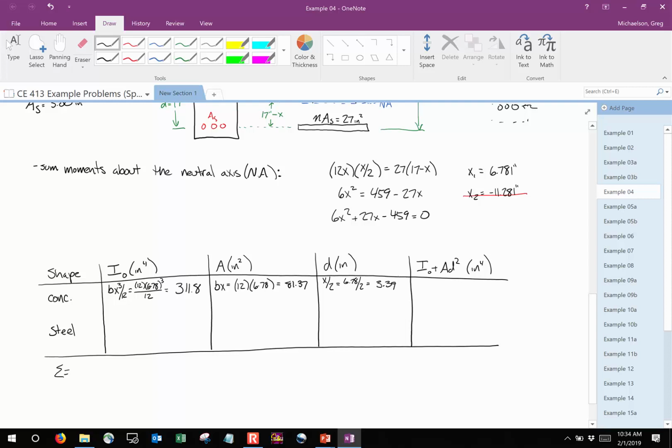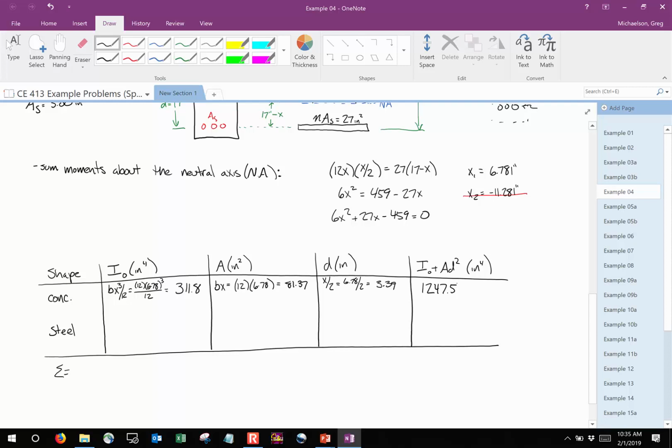And so now we can do I plus AD squared, and what does that come out to be? Like 12.7.54, something like that. I did this in Excel, so I think I'm probably tracking decimals a little bit differently. So something about like this, right? Now, that's the concrete. What about the steel?